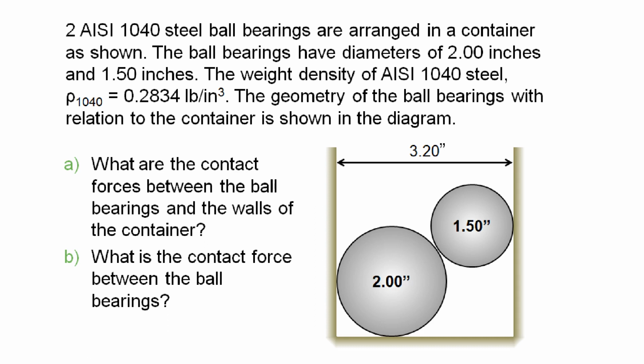The ball bearings have diameters of 2 inches and 1.5 inches. The density of AISI steel is 0.2834 pounds per cubic inch. The geometry of the ball bearings with relation to the container is shown in the diagram. What are the contact forces between the ball bearings and the walls of the container, and what is the contact force between the ball bearings?